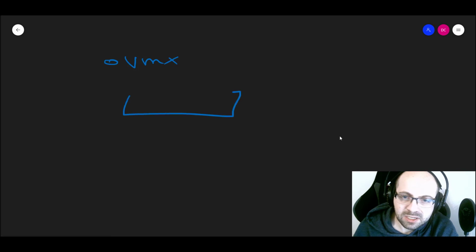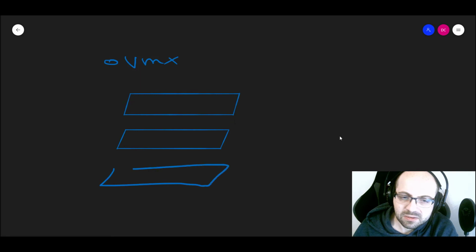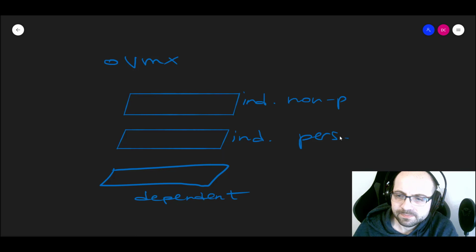So let's say what's going to happen with the machine once it starts if it has 3 disks. Let's say we have 3 VMDKs. The last one will be dependent, and the first 2 will be independent non-persistent and independent persistent. So when you power on this machine, the data will start writing.